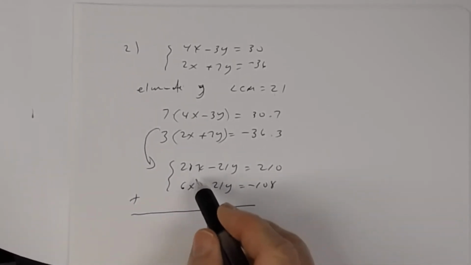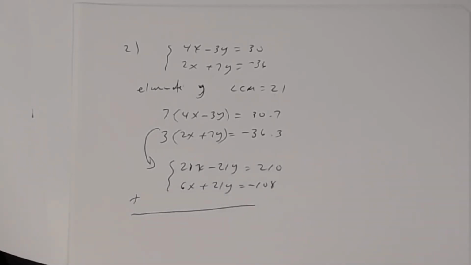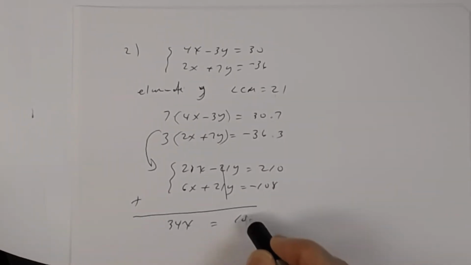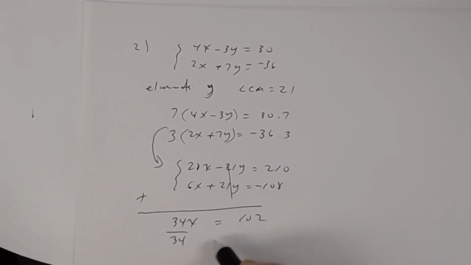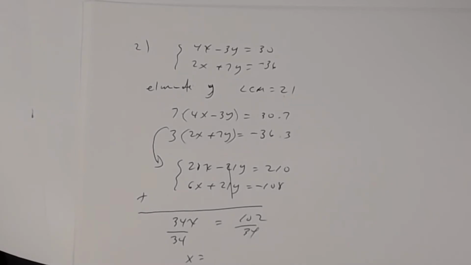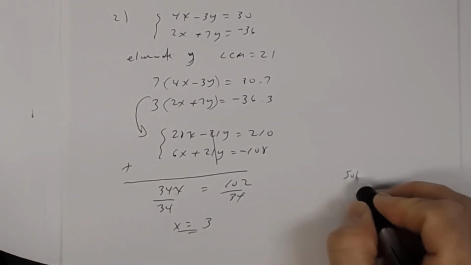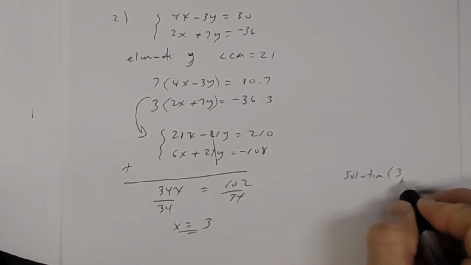So when I add them up, 28x plus 6x will give us 34x. The y's give 0. Equal 210 minus 108 will give us 102. Divide both sides by 34. I get x to be 102 divided by 34, which gives us 3. So I found the x coordinate. So the x coordinate is 3. So for my solution, I get 3.